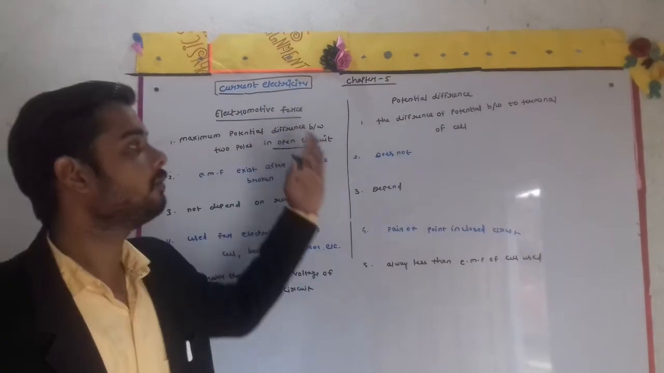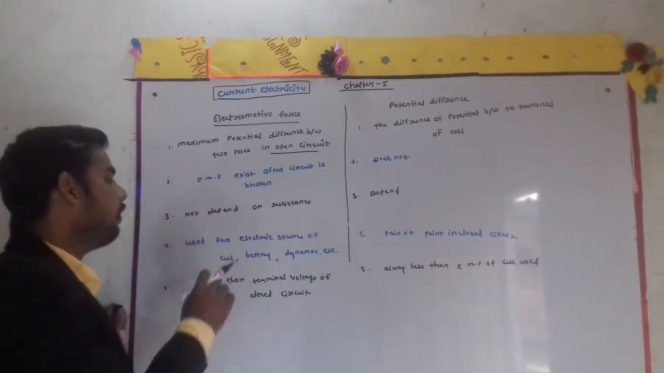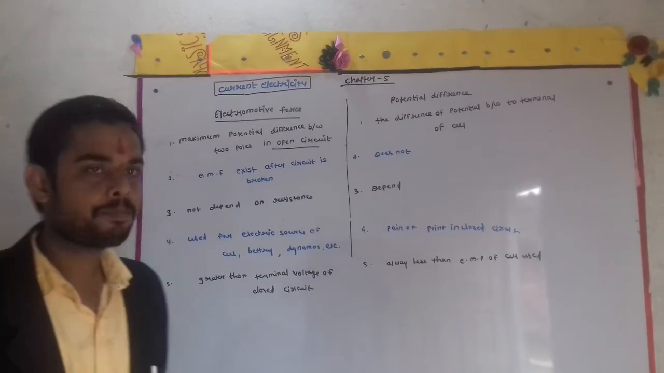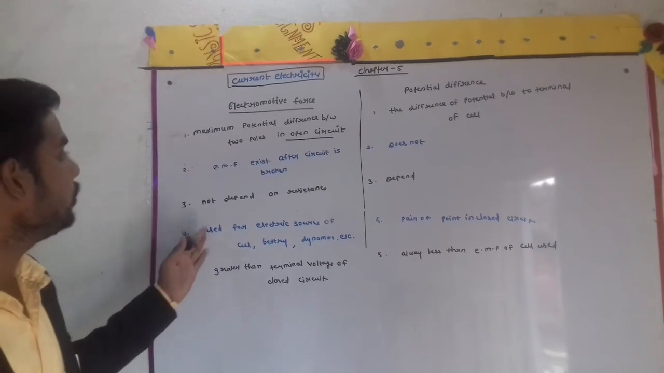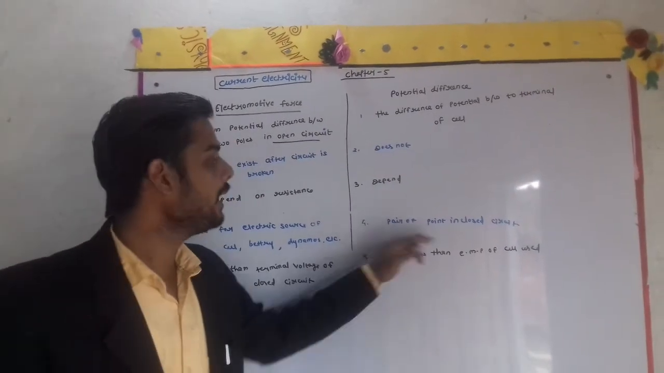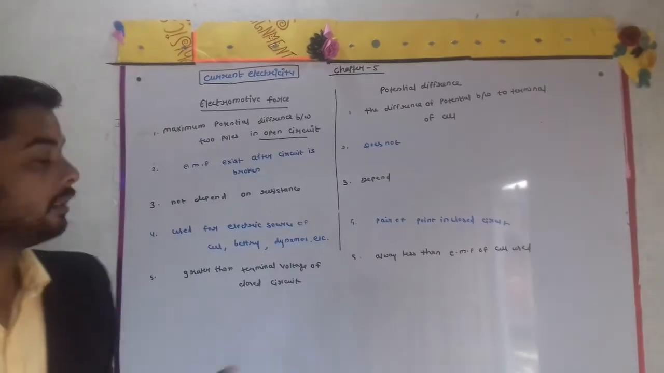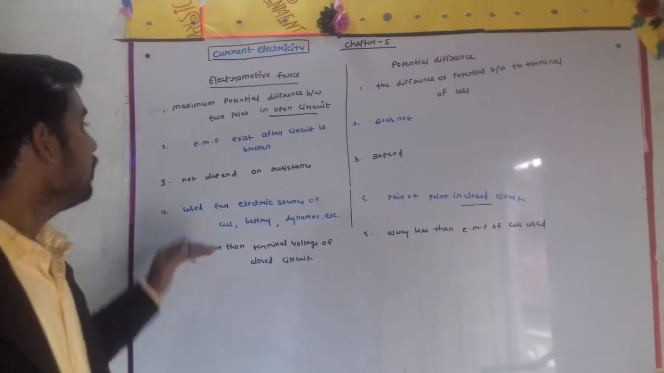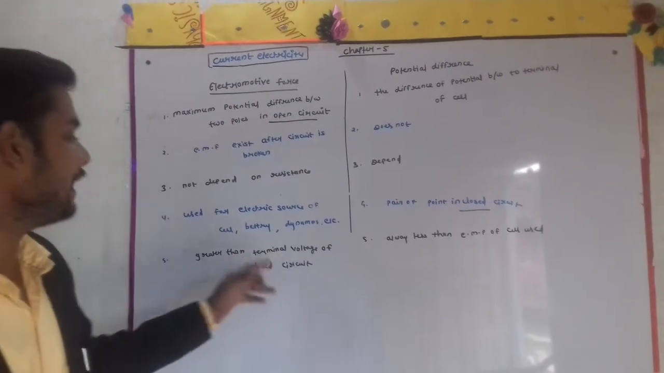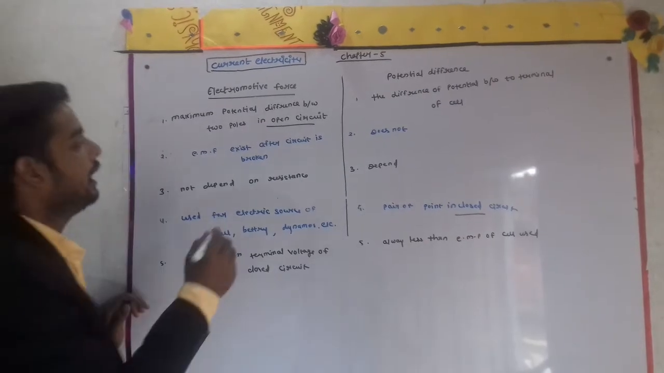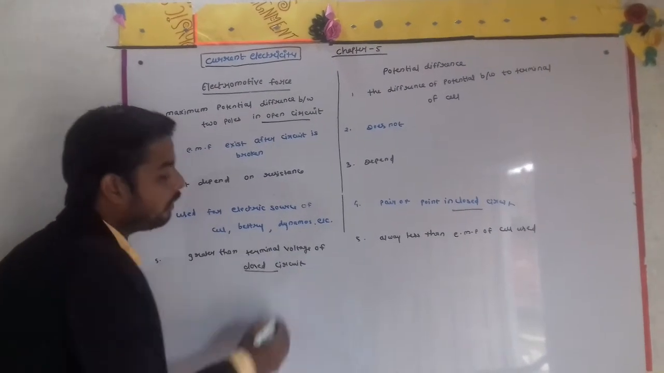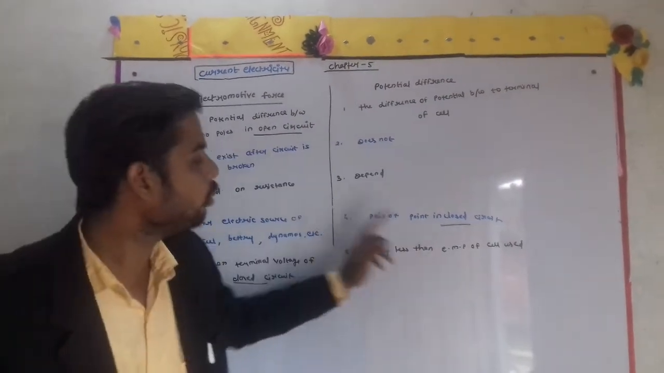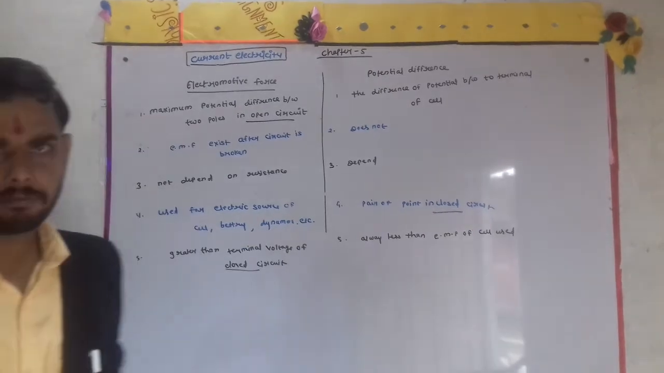Normally we talk about electromotive force generally for an electric source, just like a cell, battery, dynamo, etc. But the word potential difference is used for a pair of two points in a closed circuit. Then electromotive force is always greater than the terminal voltage of a closed circuit, but potential difference is always less than the electromotive force of the cell which we are using.